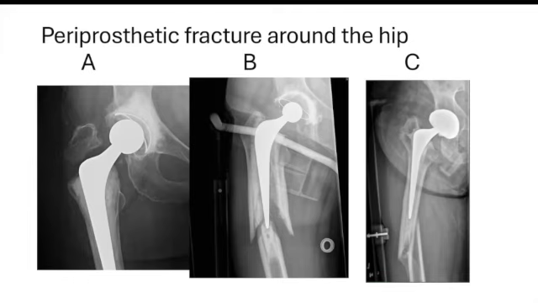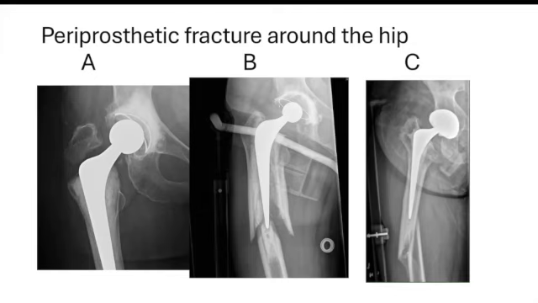Now, the classification system that we use is called the Vancouver classification, and it's divided into A, B, and C, and each of them has a subdivision. For the A, which is generally considered the more simple fractures, that's a fracture involving either the greater trochanter or lesser trochanter, but the remainder of the shaft of the femur and the stem are intact and stable.